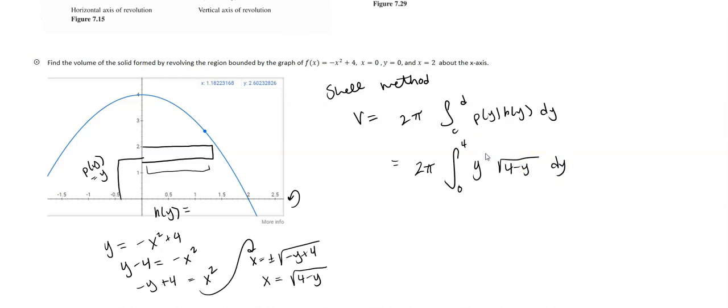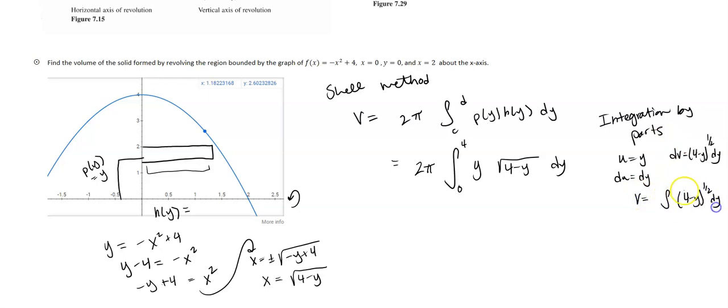And that's what we would need to integrate. And this is doable. We would need integration by parts. Our u would be y, and our dv would be (4 minus y) to the 1/2 dy. So du is just going to be dy, and v will be the integral of that thing.